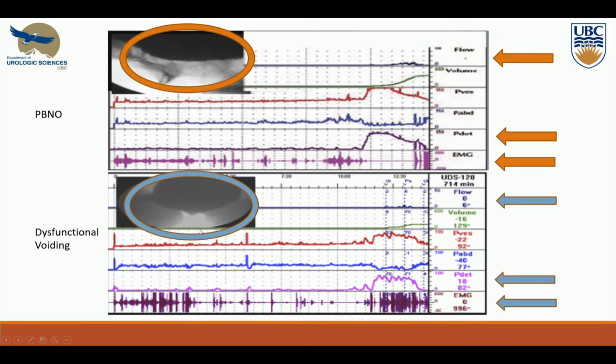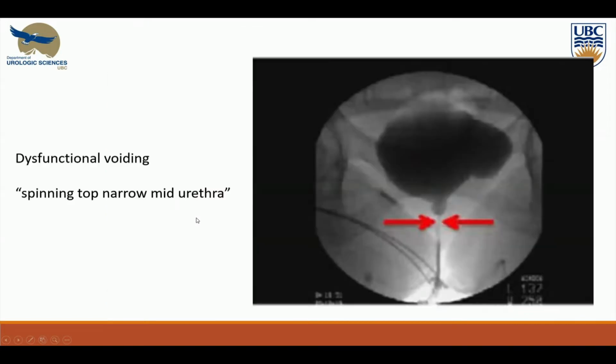In the bottom image, you can see another tracing for dysfunctional voiding. And again, you have increased detrusor pressure during voiding and low flow rates, but you do see a lot of increased EMG activity. And this is classic. So you can see on the fluoro image, there is appropriate opening of the bladder neck here, but it's really caught up with the urinary sphincter being really tight.